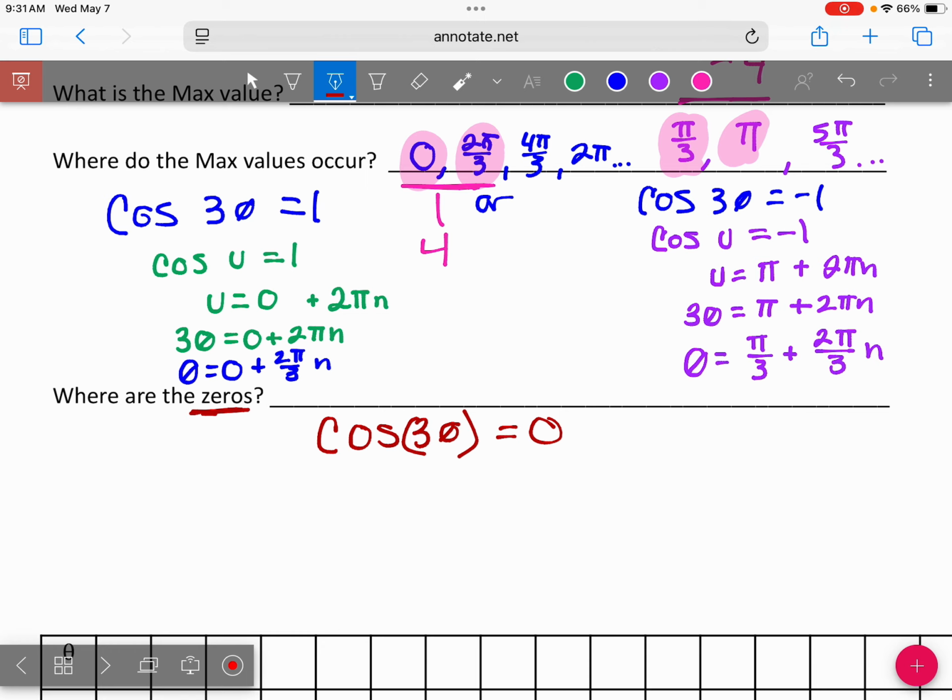How can we figure that out? Same kind of thing. When does cosine equal 0? Pi over 2. Yeah. So we have our pi over 2, and then it repeats at 3 pi over 2, and then we get pi over 2, and then 3 pi over 2, and then pi over 2. And so it's repeating every pi n.